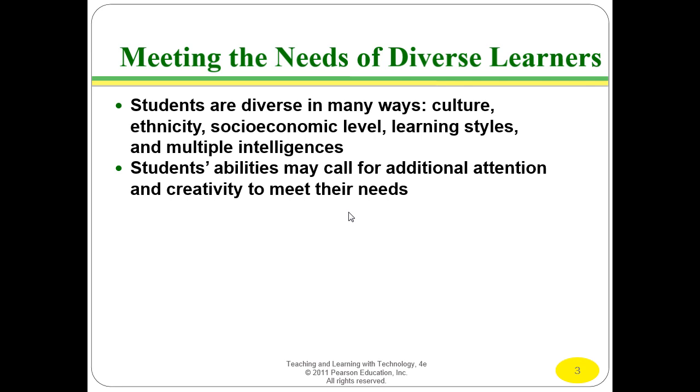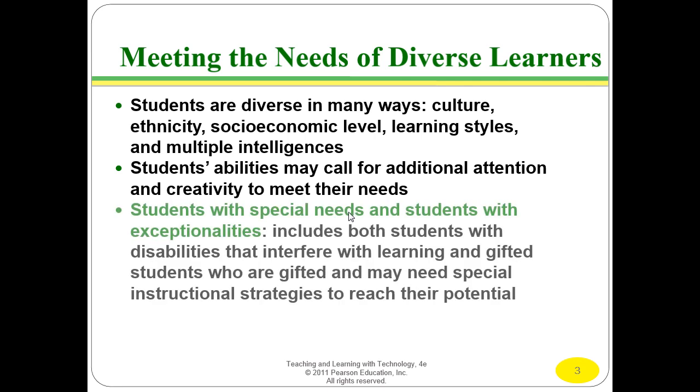Now, students' abilities may call for additional attention and creativity to meet their needs. So you and I may not get it right the first time. So we've got to be able to come up with some new ideas and maybe some new procedures or processes that we can utilize to meet the needs of those students that obviously didn't get the information or didn't understand what we were trying to get across to them the first time. And so a little more attention, a little more creativity in how we can accommodate them may be what we'll have to do.